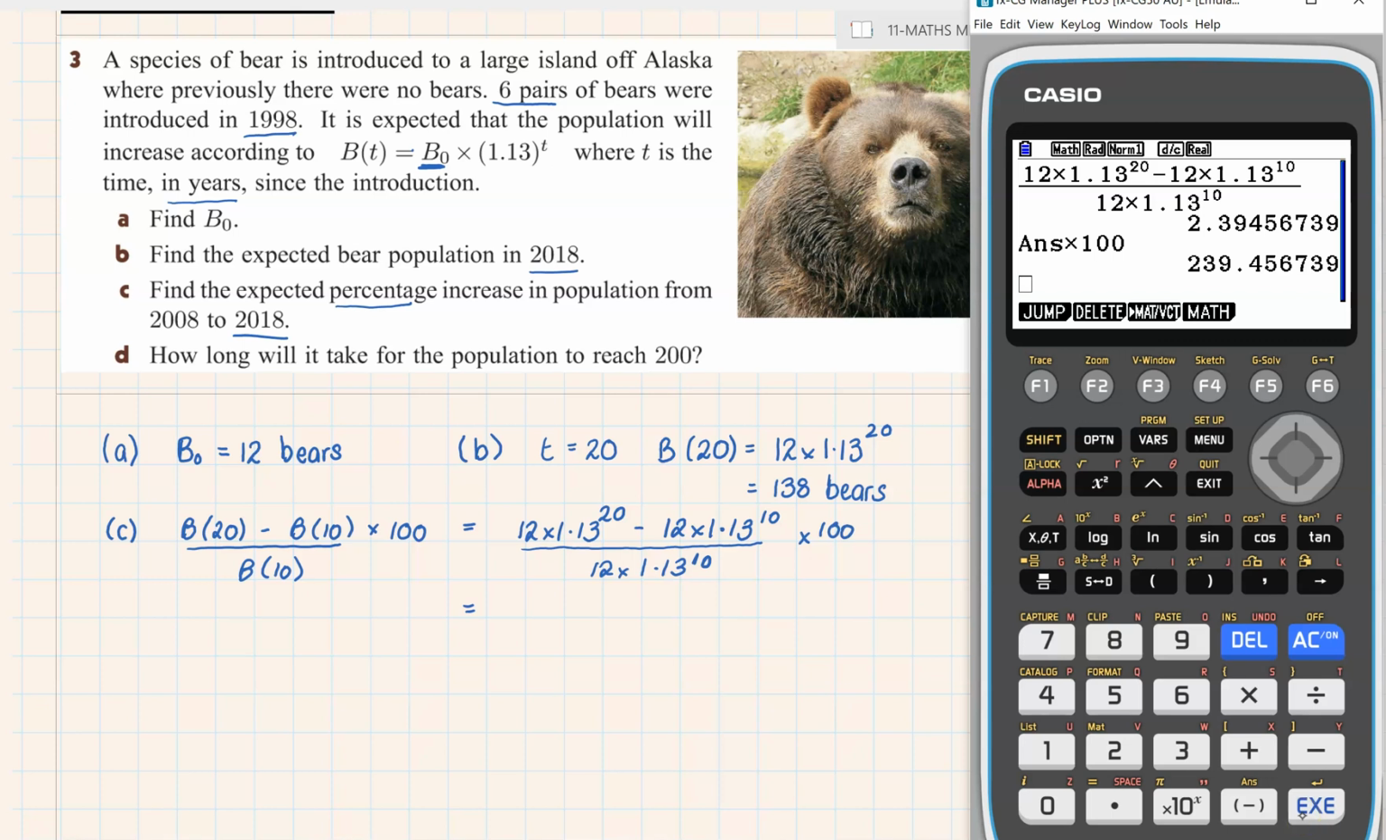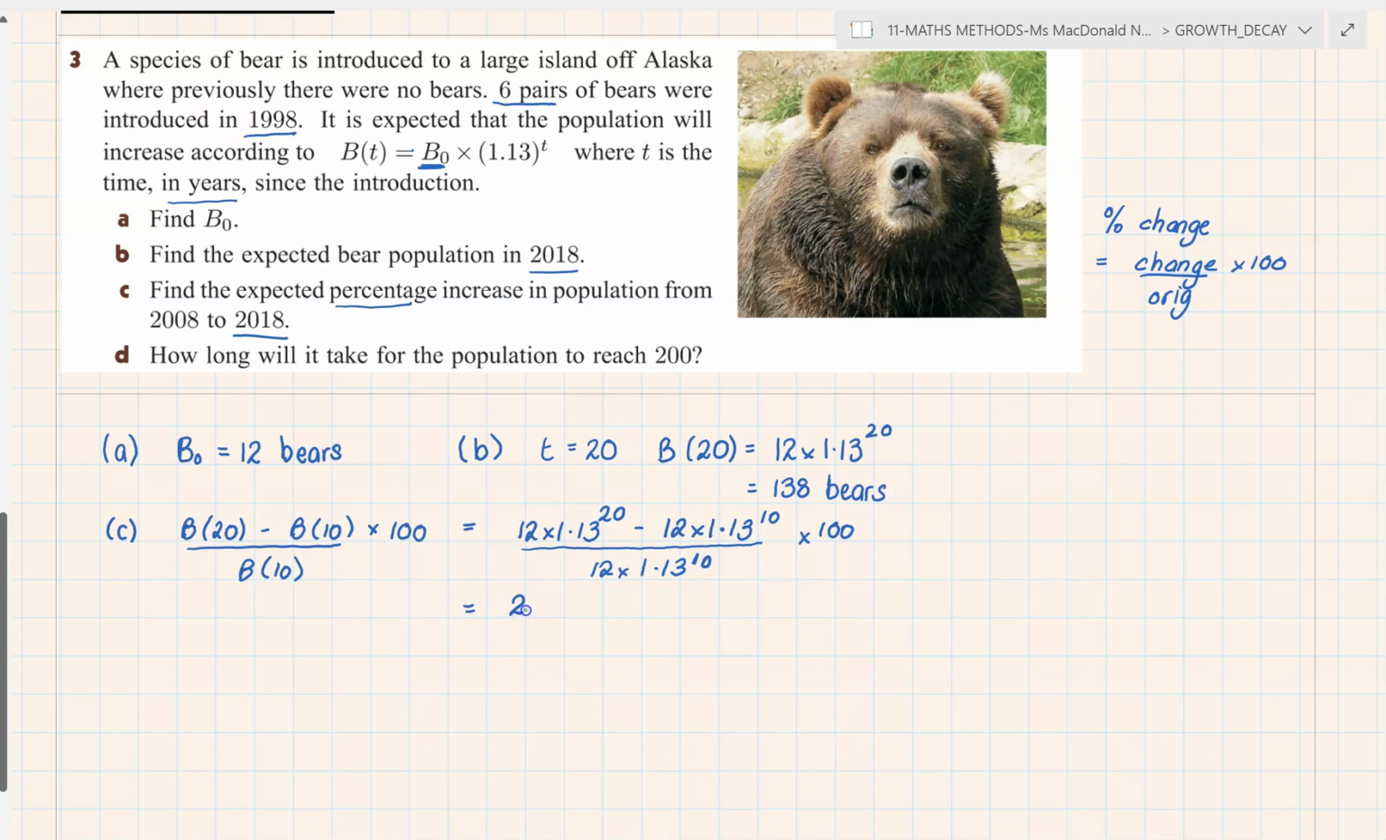So 239% or 239.5% is up to you. If they've got something different in your answers, then that's probably going to be that they didn't do exactly as we did, that they might have rounded off, so they might have used 138 bears instead of 138 point whatever we got, but you get the gist.